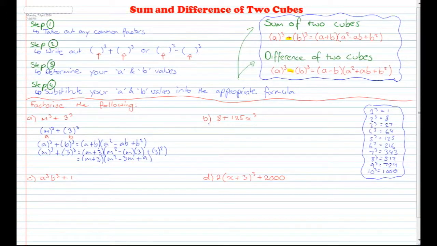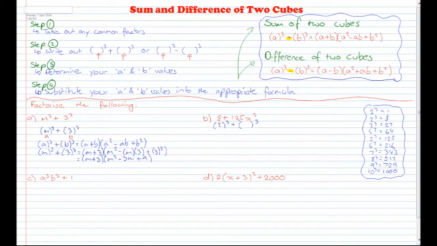Okay, so coming up to b now, we can see that this one's a little bit more difficult, so we need to look for common factors. Are there any? Well, no, there's not, because there's nothing in common between 8 and 125x cubed. So what we can do is go ahead and write out our two brackets. That is something cubed plus something cubed. Now, what cubed will get us 8? Well, it's going to be 2.